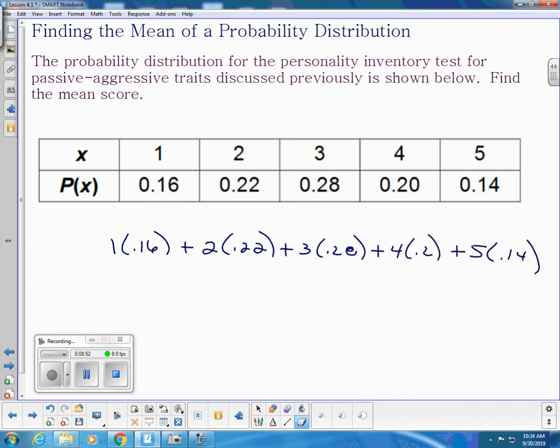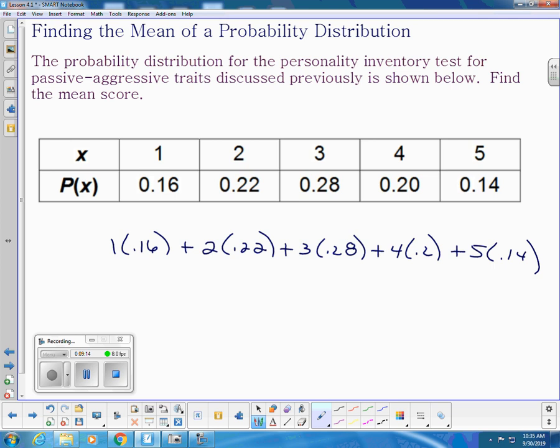Now, normally with average, you end up dividing by a whole bunch of stuff. Do we have to divide in this case? No, because these probabilities have already been divided by the total, right? So they've already got that division in there, okay? So we're just going to do it. Plus 2 times 0.22.